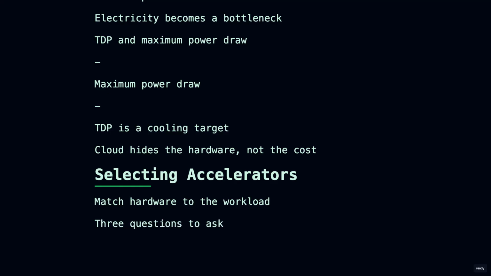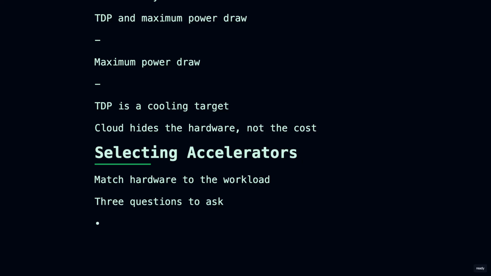A simple way to evaluate a chip is to ask three questions. Can it run the workload? How fast does it run? And what will it cost? Those three checks keep the decision practical. First, let's list the questions one by one so the decision process is easy to follow.